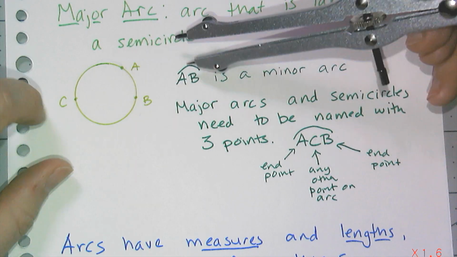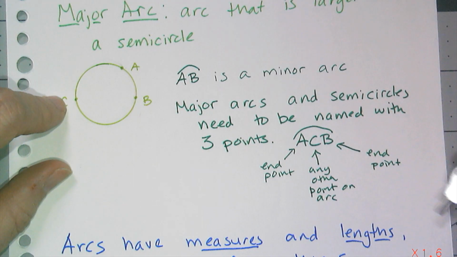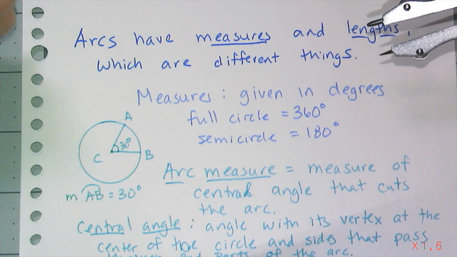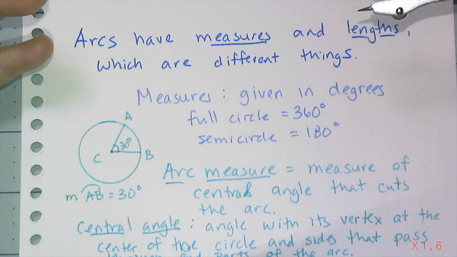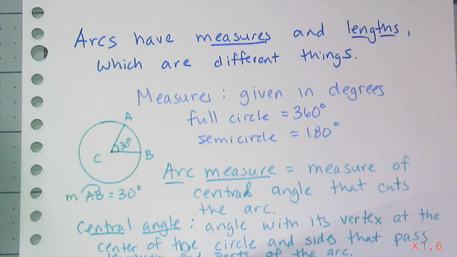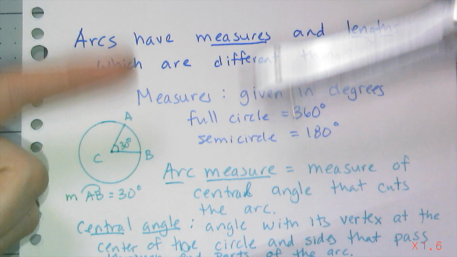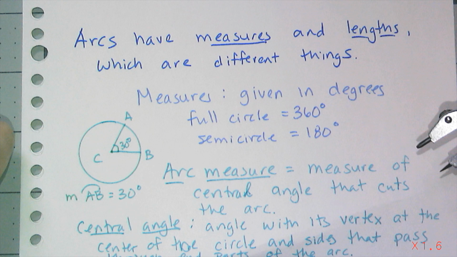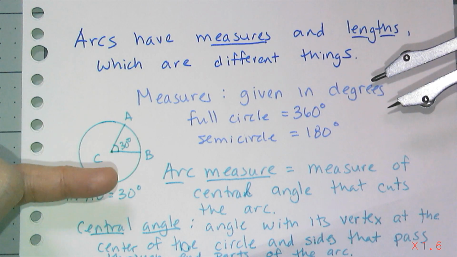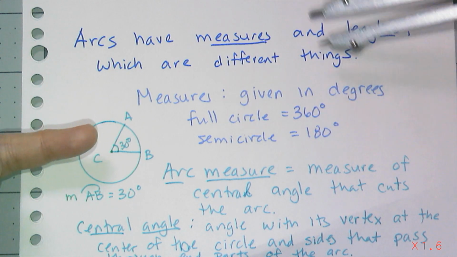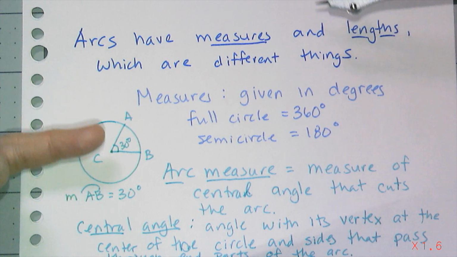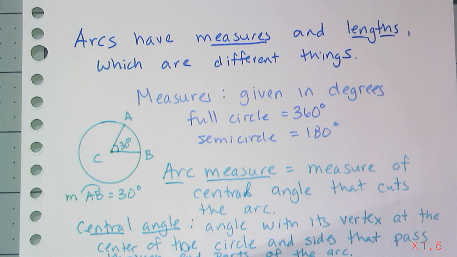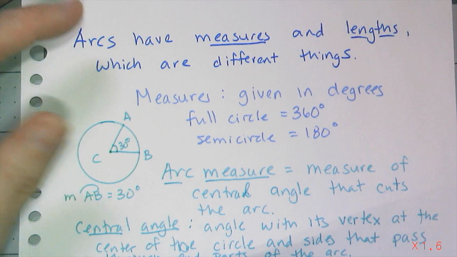And that's how we distinguish the minor arc from the major arc, is by the number of letters we use to name them. Now here comes the part that might be a little confusing at first. Arcs have measures and they have lengths, and they are two completely different things, okay? A measure of an arc is always given in degrees, okay? So a full circle is 360 degrees. A semicircle, its measure is 180 degrees, and we define these measures by something called a central angle.